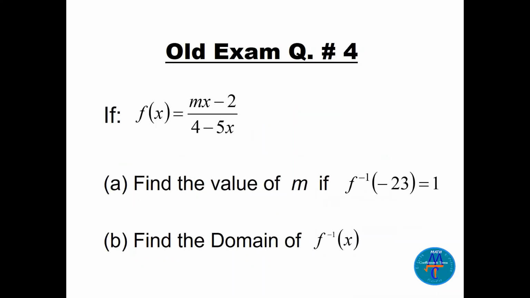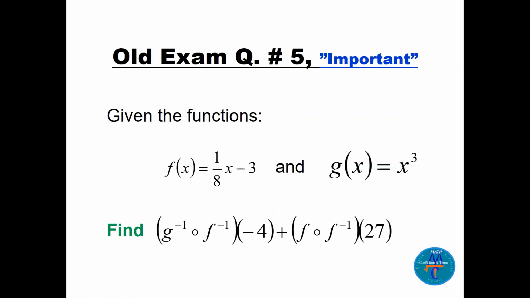You can do that. Number 4, we have a rational function, mx minus 2 divided by 4 minus 5x. Find the value of m if f inverse of -23 is equal to 1. After that, you can find the domain of the inverse. Here we have 2 functions given, f of x equals 1 over 8 x minus 3, and then g of x is equal to x cubed. Let's find g inverse circle f inverse of -4 and f circle f inverse of 27.